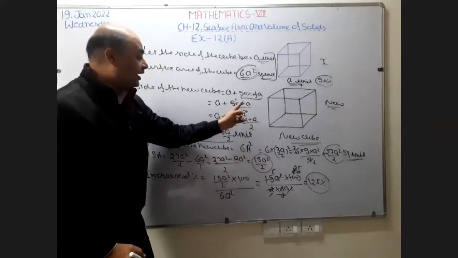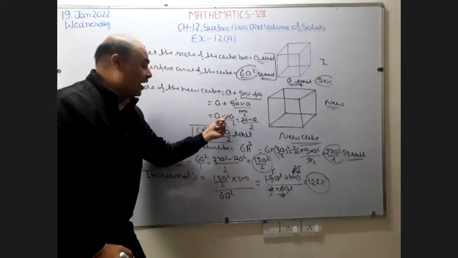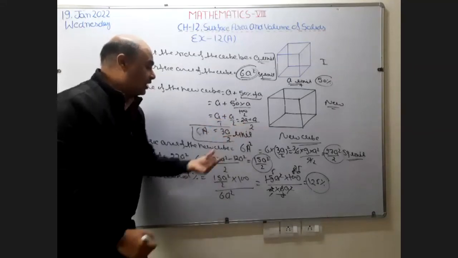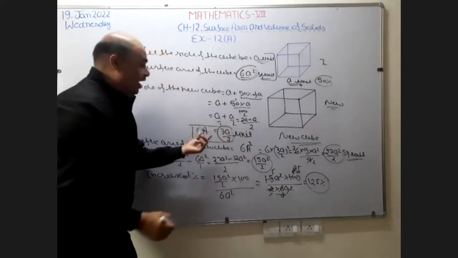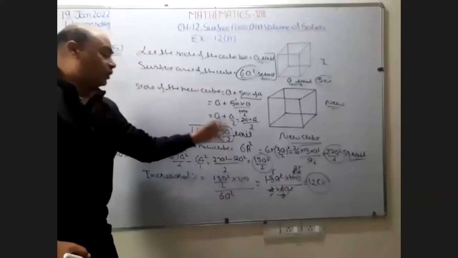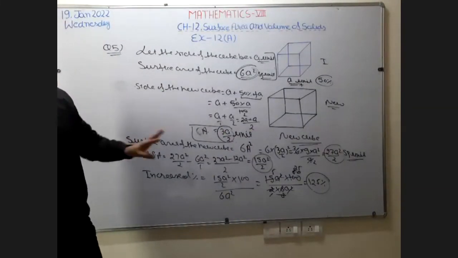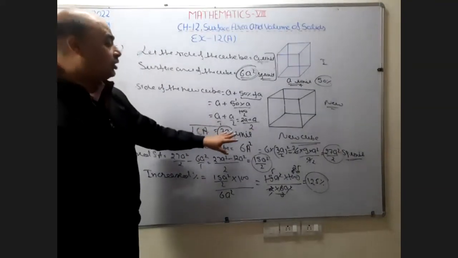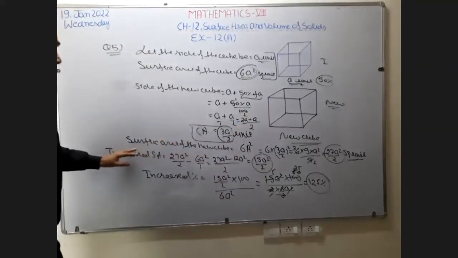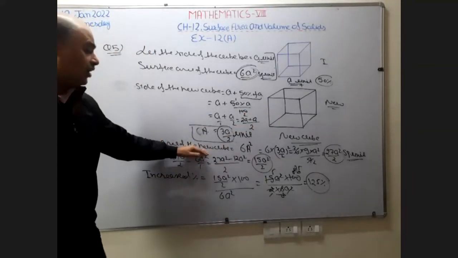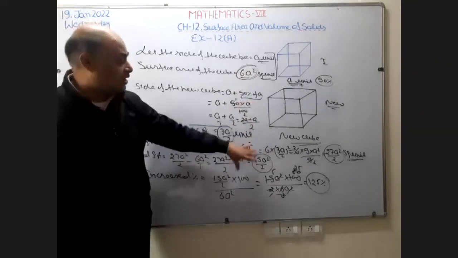Now I'm going to add a by 2 in the a. So when we add, take the LCM. After taking the LCM, the new side or new edge of the new cube becomes 3a upon 2. Now, after finding the side or edge of the new cube, the surface area formula is going to remain the same, 6a square.